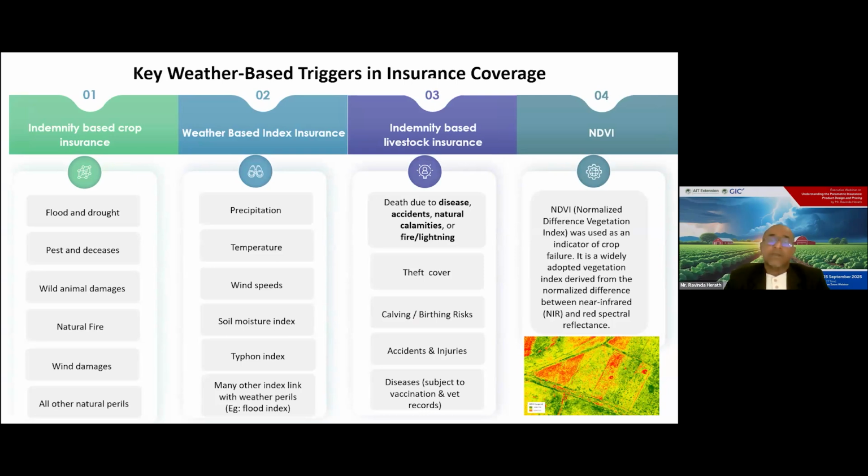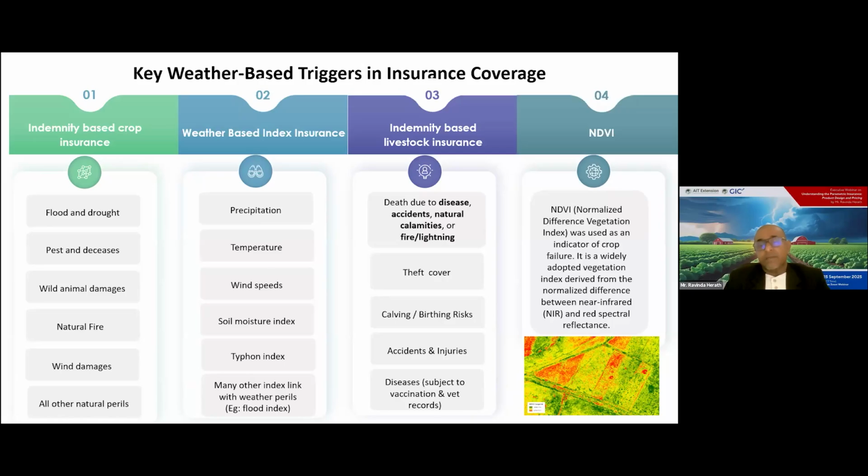precipitation, extreme, like deficit or excess, or temperature. It can also be divided into two, low temperature or high temperature, based on the impact, wind speed, and also soil moisture, and typhoon index, and many more, right? But I highlighted here the most important perils or indexes under this weather index based insurance.